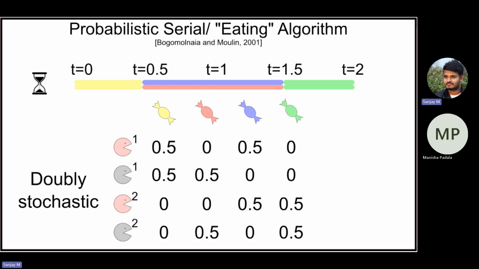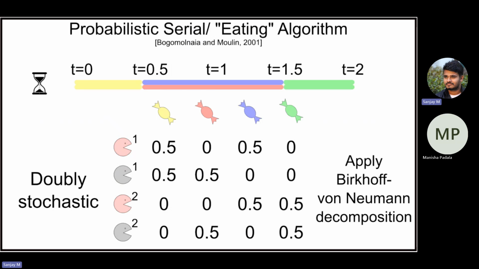So can we get this directly by solving an LP? We can. Yeah, we can. Okay, so what you're getting at the end of this eating procedure is a doubly stochastic matrix. Now, whenever you see a doubly stochastic matrix in life, you should always think of the Birkhoff von Neumann theorem. Okay, what does it say?